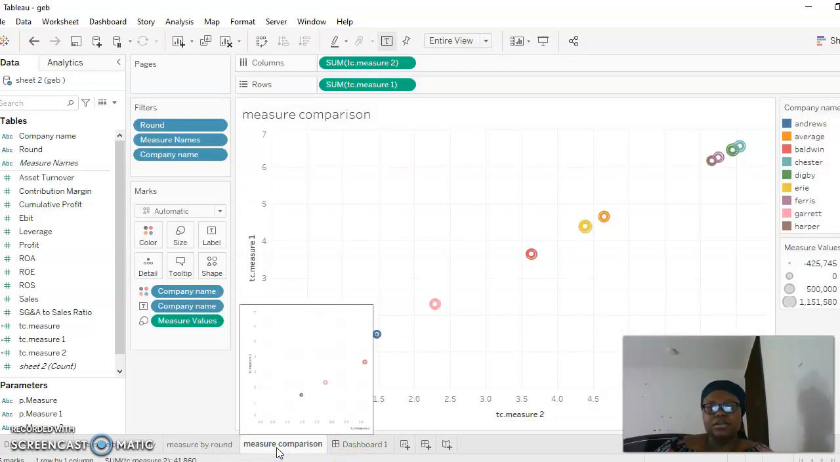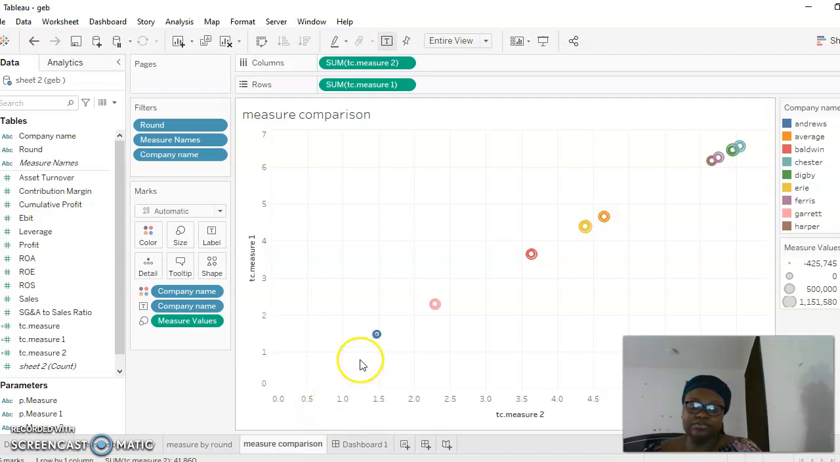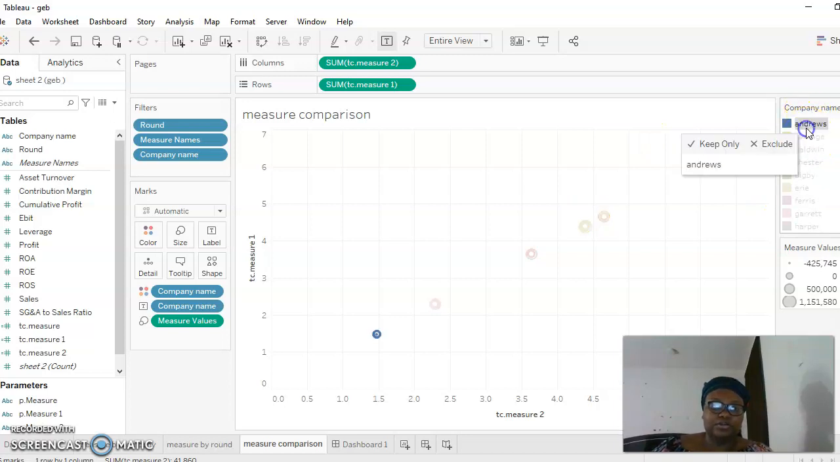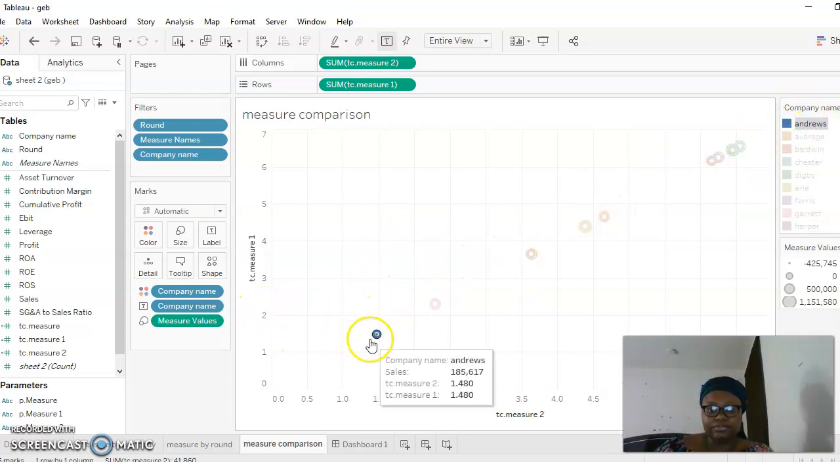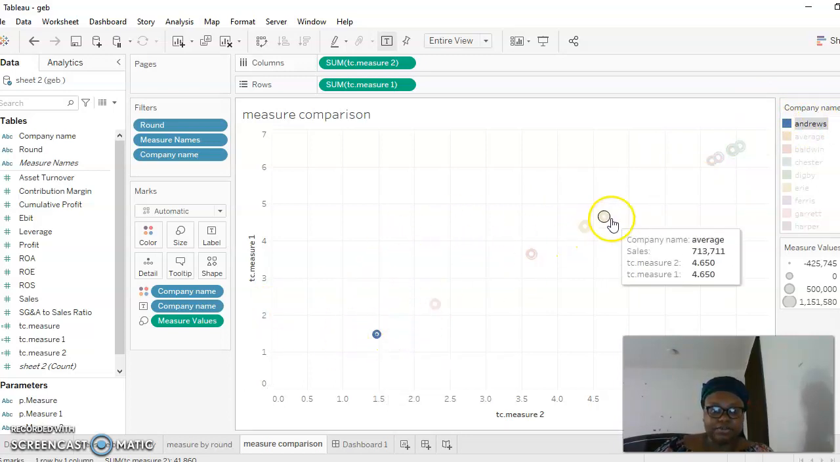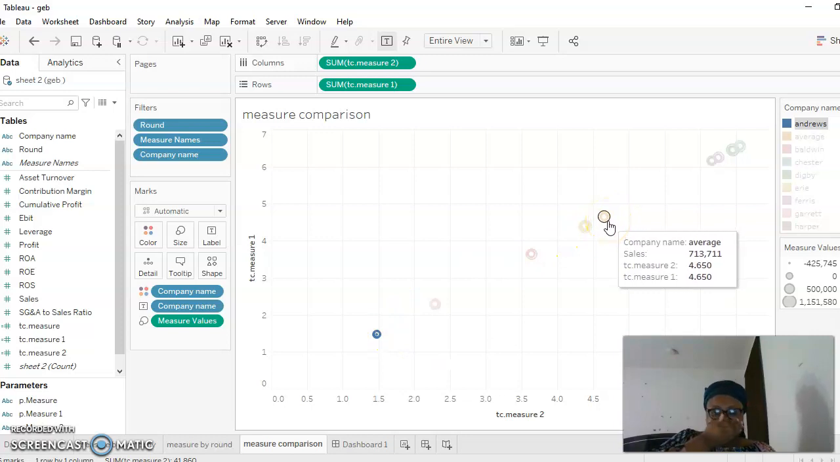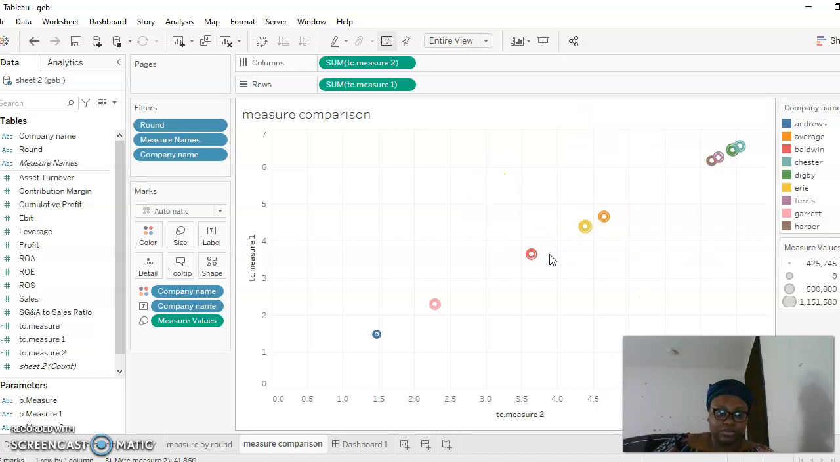Then the measure by comparison compares the companies in the market, so you can see how they performed in the market. If you're looking at Andrews only, you can see it right here, as opposed to the average, which was 4.650. So you can see how the companies perform on a graph on a large scale.